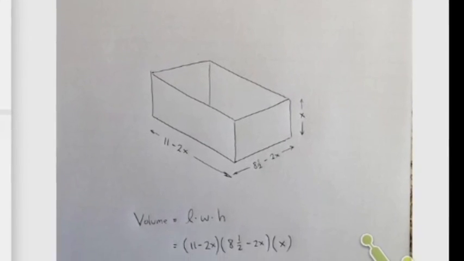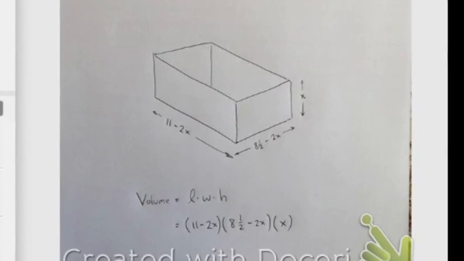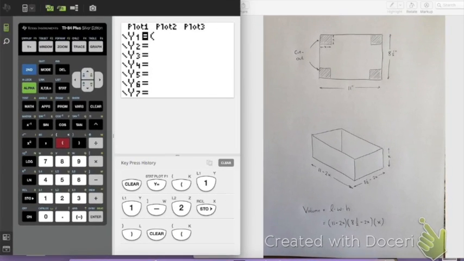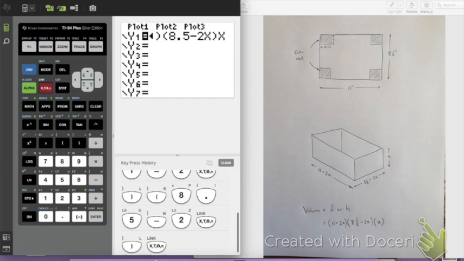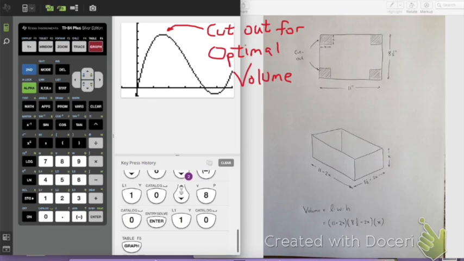We can take that equation for the volume of any rectangular prism with any cutout and put it into a calculator. And there's the equation, 11 minus 2x, that quantity, times 8.5 minus 2x, that quantity, times x. And we can graph this. And there's the graph of the equation with the various volumes. This curve will calculate the volume at any cutout.